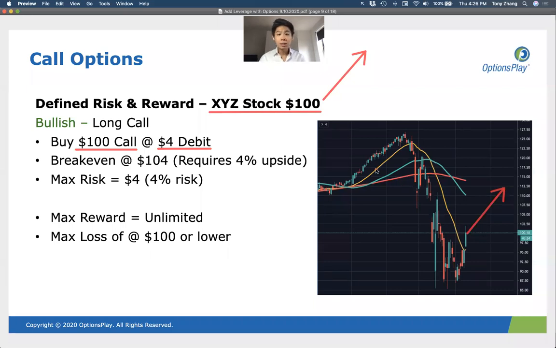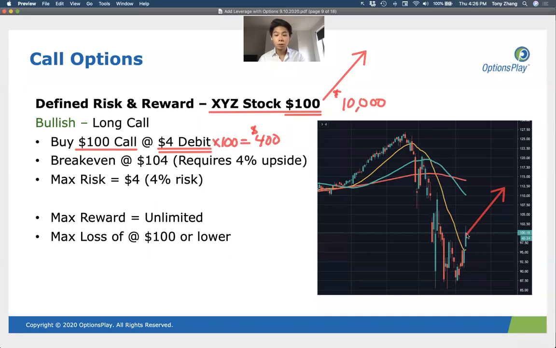Now, what this allows me to do when I buy a call option is the fact that I'm able to control a $100 stock in exchange for just $4. Normally, to buy 100 shares of the stock, it would cost me $10,000. But when I buy a call option, for each share costing me $4, this whole call option only costs me $400. So I'm controlling a $10,000 stock position for just $400. That means that I'm risking only 4% of the underlying stock price.